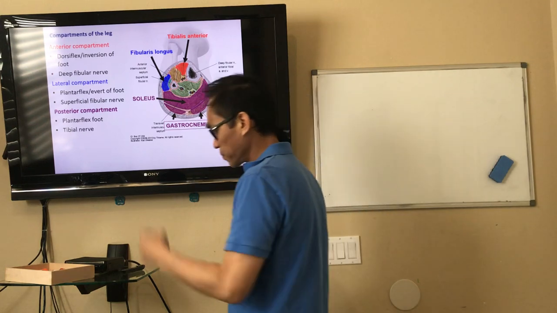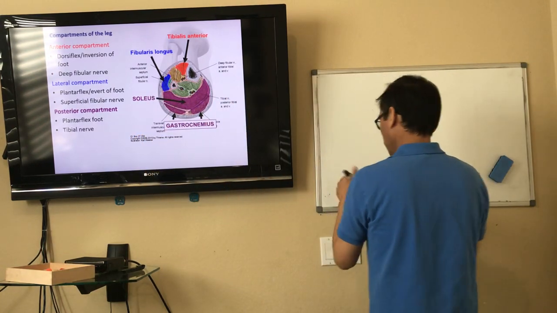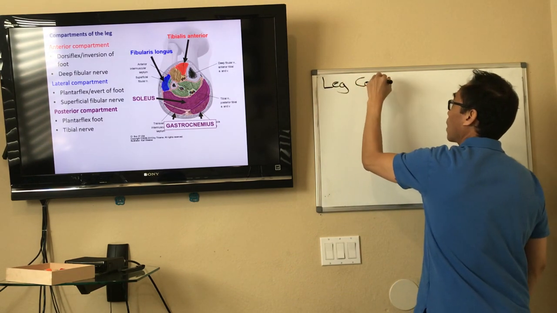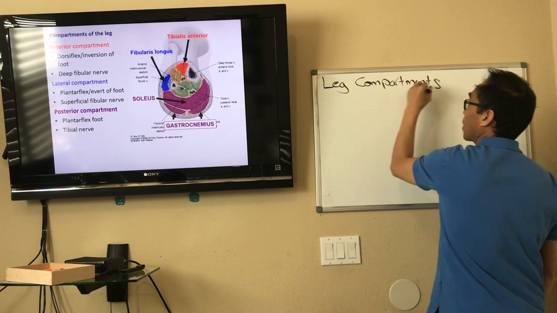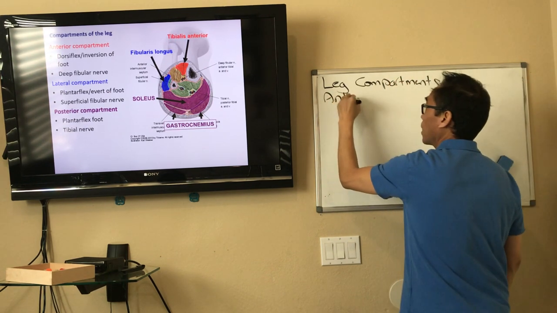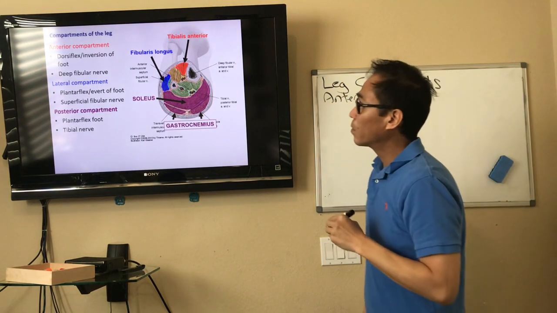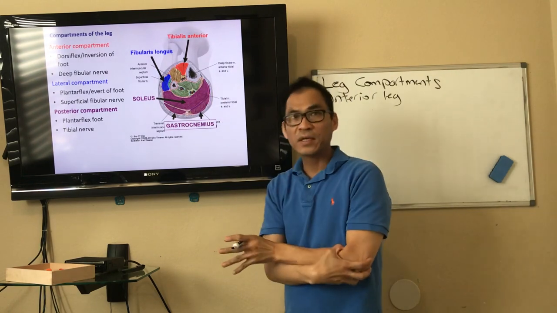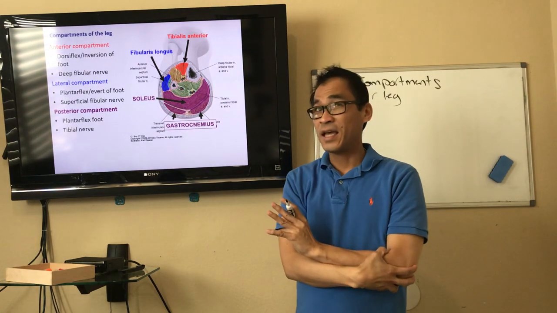So, leg compartments. Anteriorly, in the anterior leg, there's one muscle we're doing right there. It's the tibialis anterior. Basically, in this compartment, if you're on the front of the leg, you can dorsiflex and invert the foot.